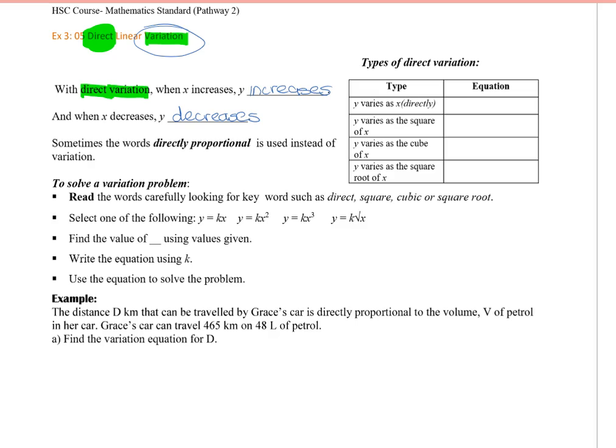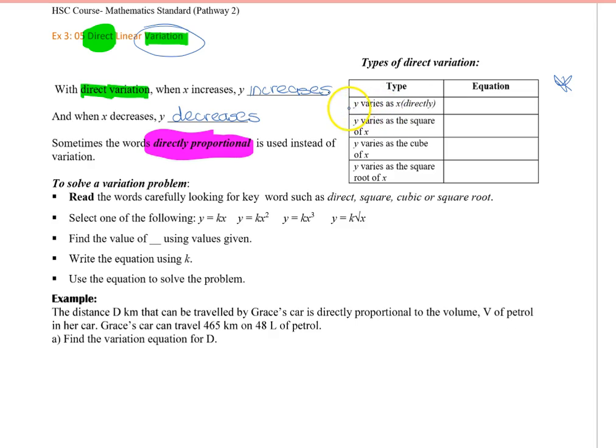Sometimes, as you can see here, the words directly proportional are used instead of increases or varies directly. So you're looking for the clues in the words, and these also are words to be looking for, because that will tell you how to get started with your equation. If you can see over here in this table, there are lots of different ways in which x and y can vary.